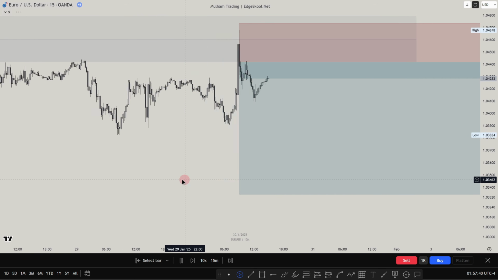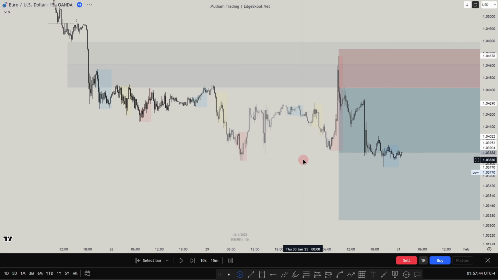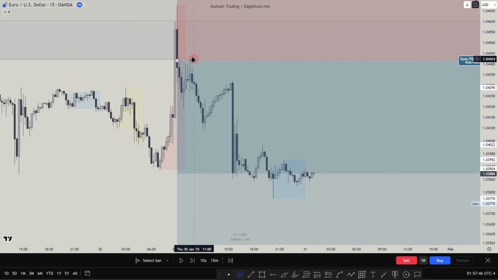I want to switch to 15-minute to make it faster here. Price drops. Now for the breakout structure, there is, because the move here started very quick, the breakout structure at this point would not be the best, right? Because we have a big move here.